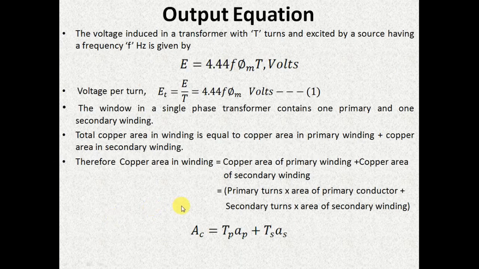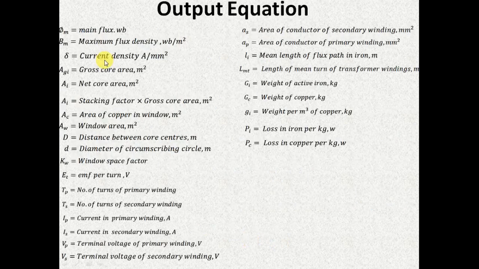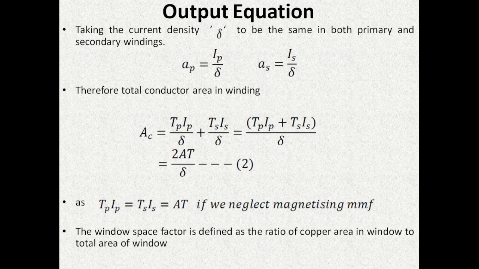In the next step, we are going to replace the Ap and As terms in terms of the current and current density. The current density term is indicated as del here. As we know, the current density in both the primary and secondary are the same. Therefore, Ap can be written as Ip by del. Similarly, As can be written as Is by del. This relation is written from the standard relation of current density, that is, current per unit area.